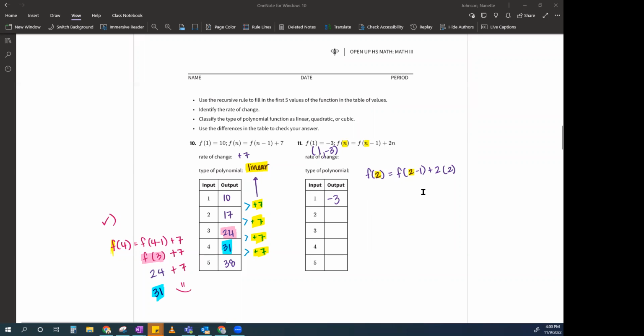Okay, so then that becomes f of, hey, what's 2 minus 1? Oh yeah, that's 1. Plus, what's 2 times 2? It's 4. But Ms. Johnson, that doesn't look like a number. Hold on. What's f of 1? Yeah, it's -3. You told me that up here, Ms. Johnson. Oh, okay. So you want me to put -3 there? Yes.